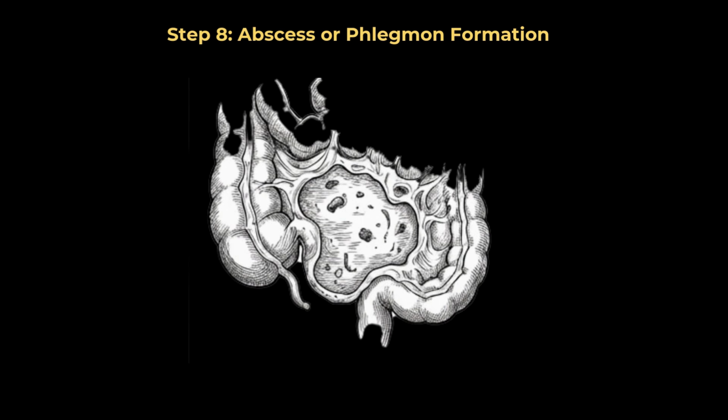A phlegmon is the early response. It is an unorganized and solid inflammatory mass. The omentum and nearby loops of small bowel move toward the rupture site. They stick to the area and to each other, forming a protective barrier. This creates a dense inflammatory clump but without a fluid center.